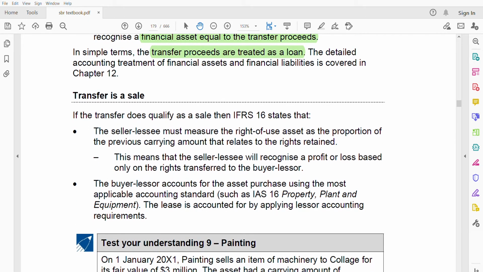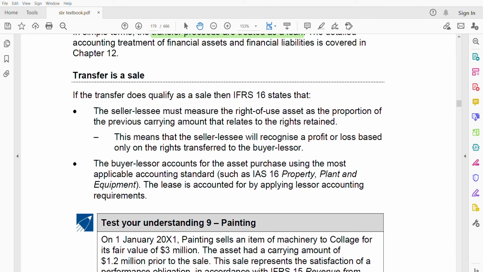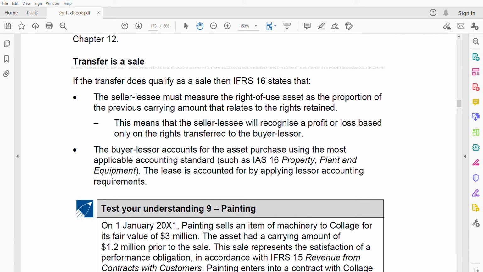Now let us go to when the transfer is a sale. If the transfer does qualify as a sale, IFRS 16 states two things. One is for the seller, one is for the buyer. In the whole of IFRS 16 you need to look from two points of view: as a seller, that means the lessee in this condition, and as a buyer, the lessor. The seller-lessee must measure the right-of-use asset as the proportion of the previous carrying amount that relates to the rights retained. What does this mean?